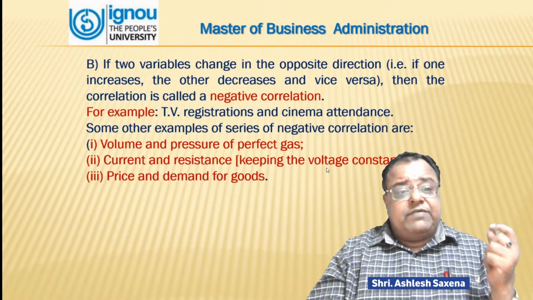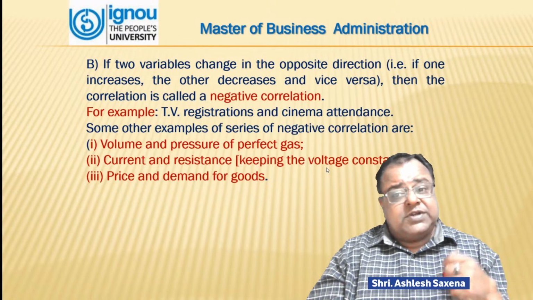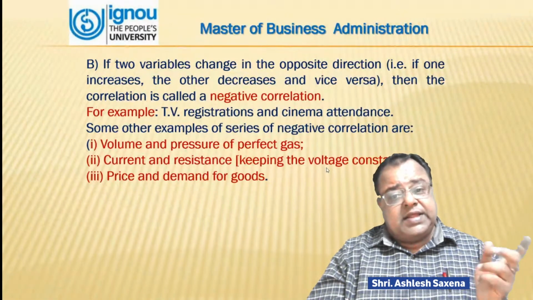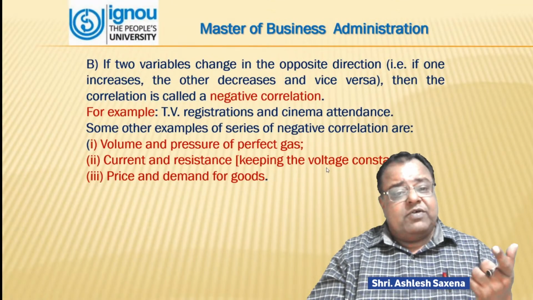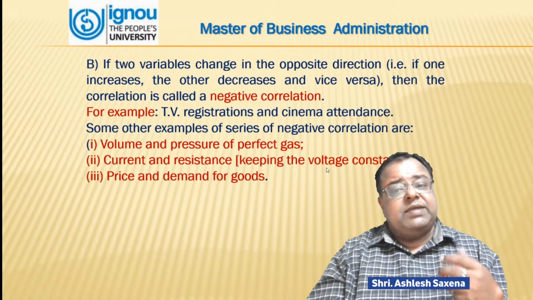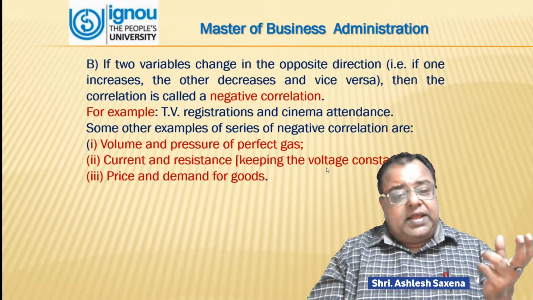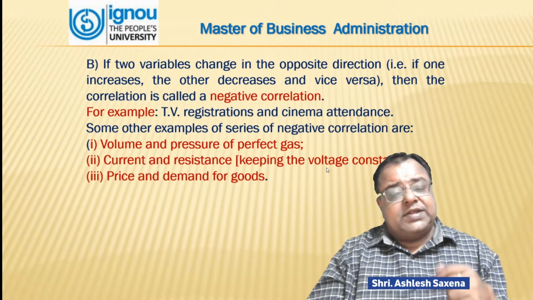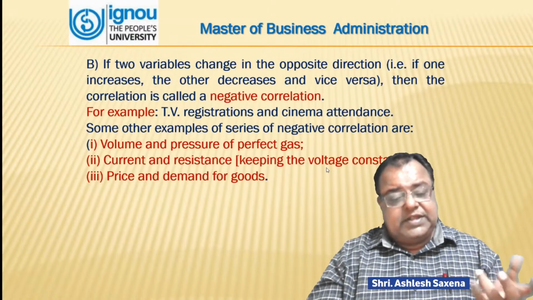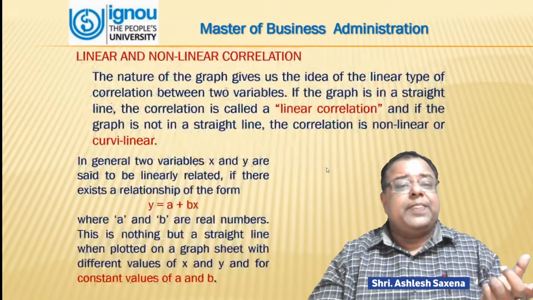The second one is if two variables change in the opposite direction, if one increases and the other decreases, and vice versa, then the correlation is negative correlation. For example, TV registrations and cinema attendance. Some of the other examples of negative correlation are volume and pressure of perfect gas, current and resistance, keeping the voltage constant, price and demand for goods. These are the examples of negative correlation.